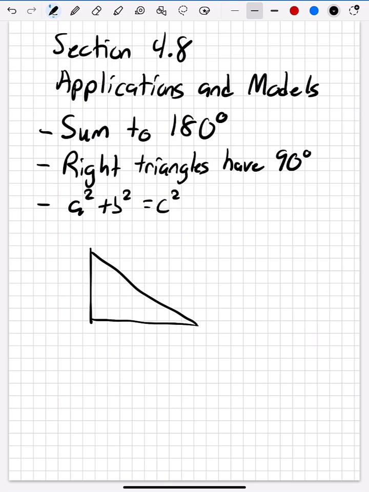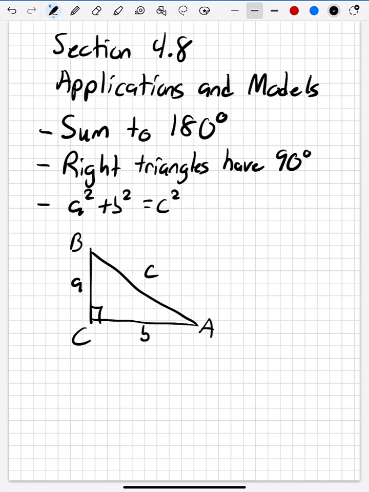Let's label it A, B, and C, and then capital A, capital C, capital B, with a 90 degree angle at C. So the goal of this section is to be given a few items and to be able to fill in the rest using our trig identities.